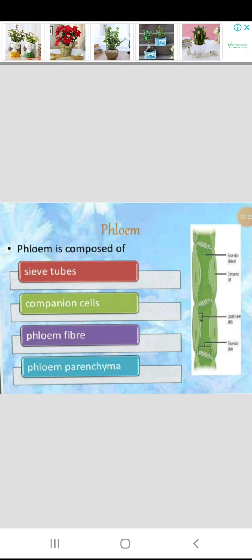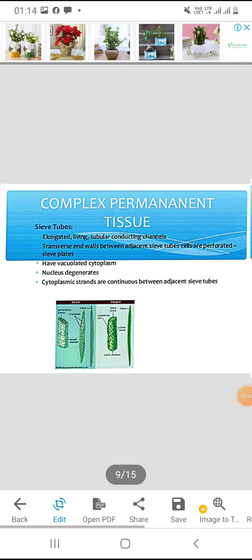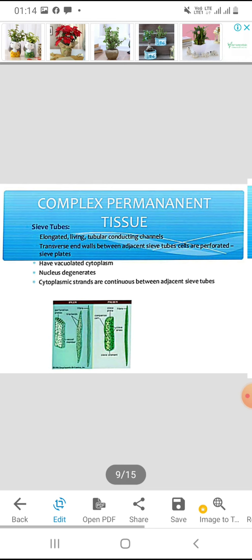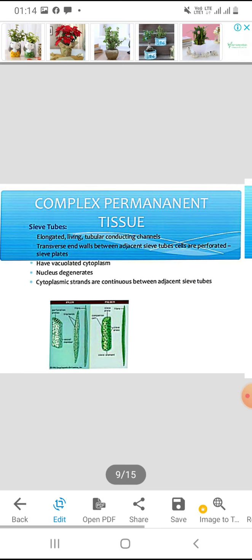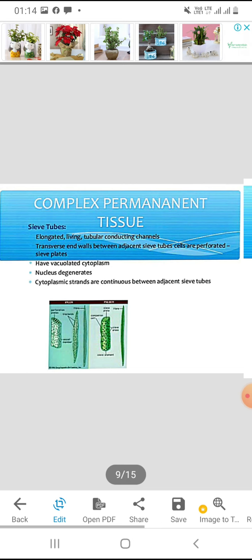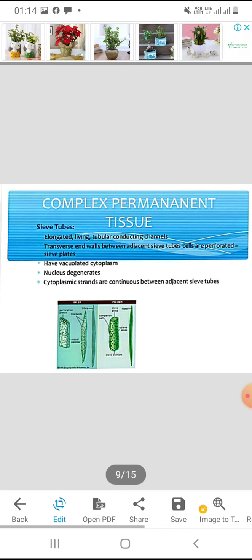It is composed of sieve cells, sieve tubes, companion cells, phloem parenchyma and phloem fibers. So in this slide you can see the sieve tube of phloem permanent tissue. These are elongated living tubular conducting channels with transverse walls between adjacent sieve tubes. Cells are perforated. Sieve tubes have vacuolated cytoplasm, the nucleus degenerates, and cytoplasmic strands are continuous between adjacent sieve cells. Here you can see the diagram of sieve cells of phloem.